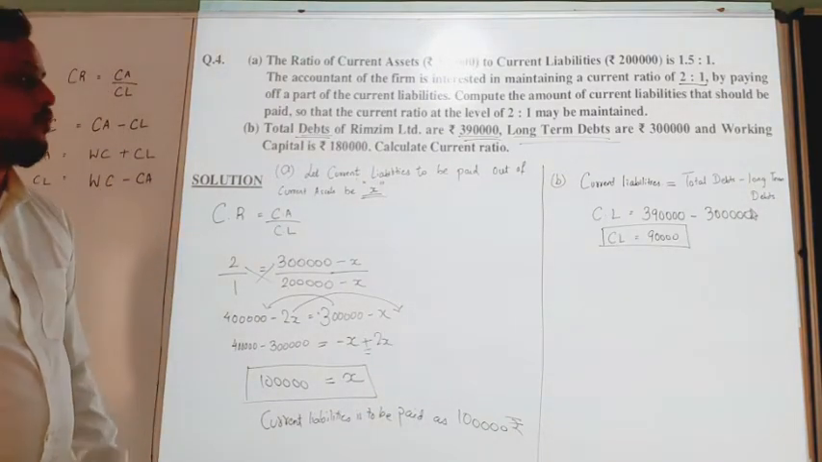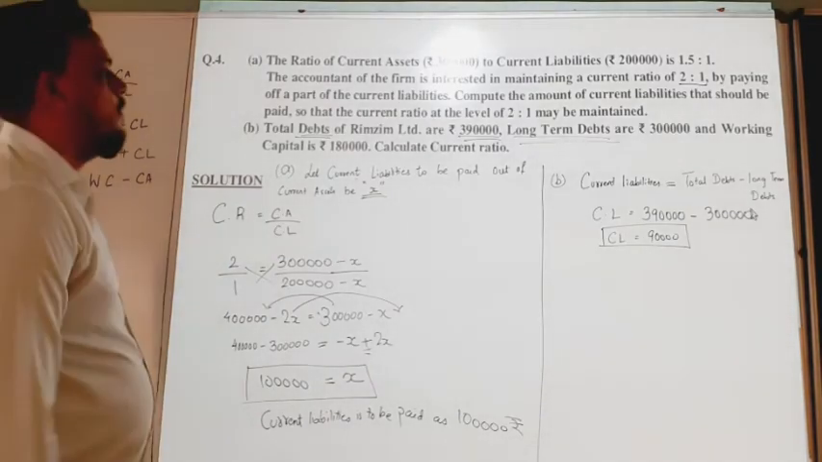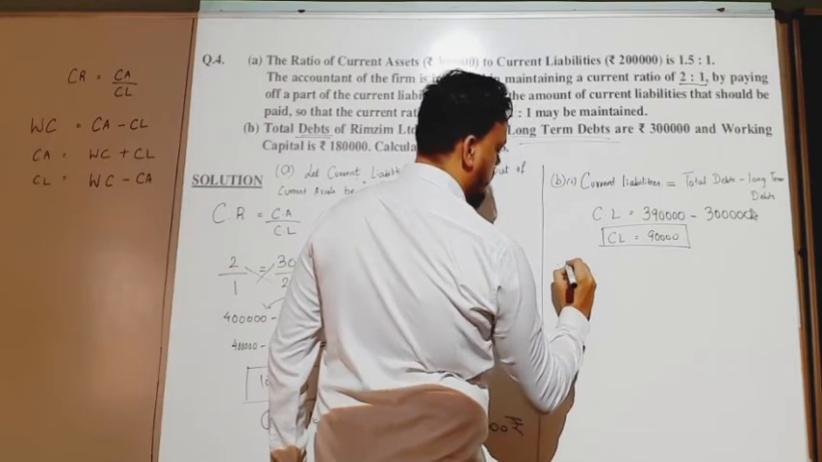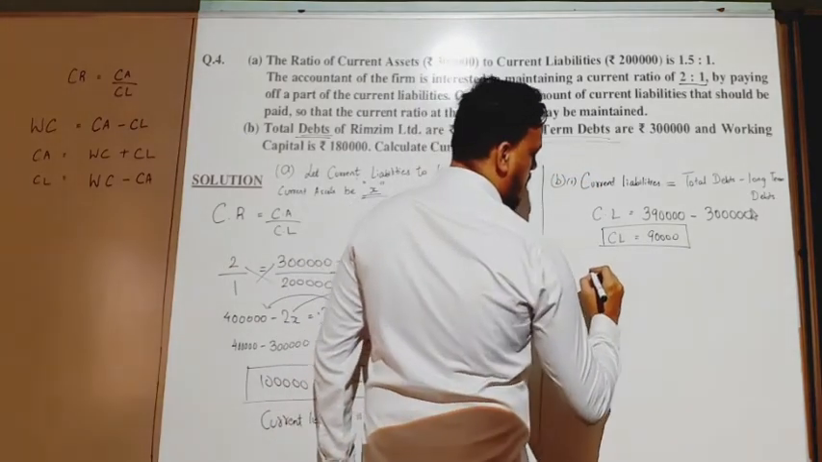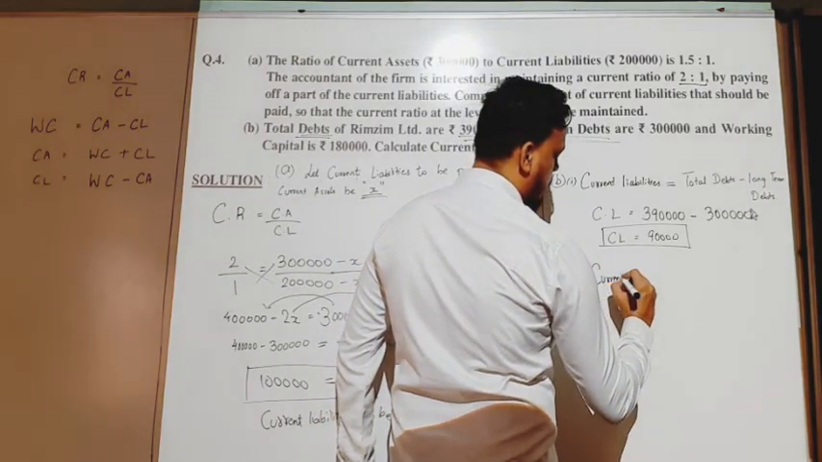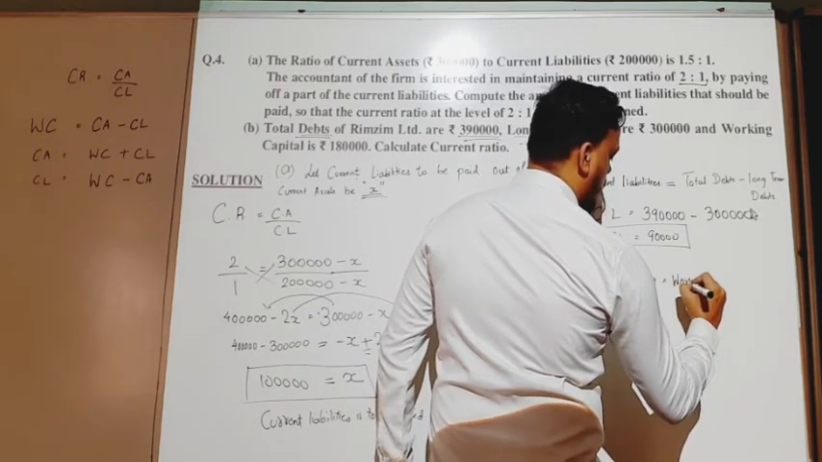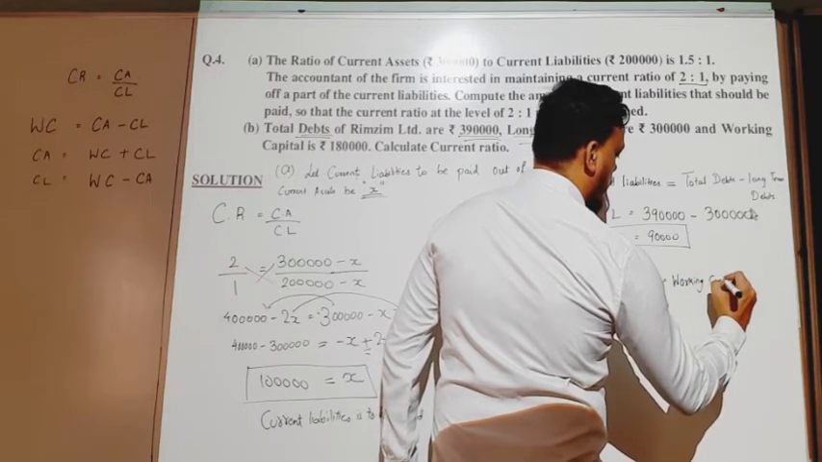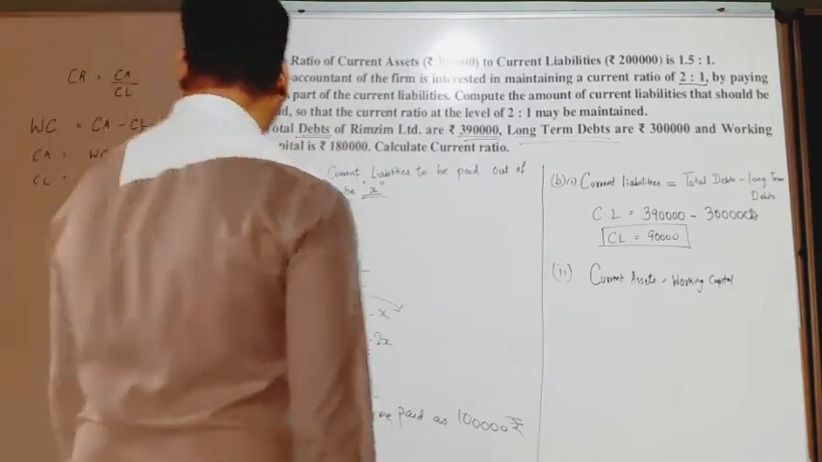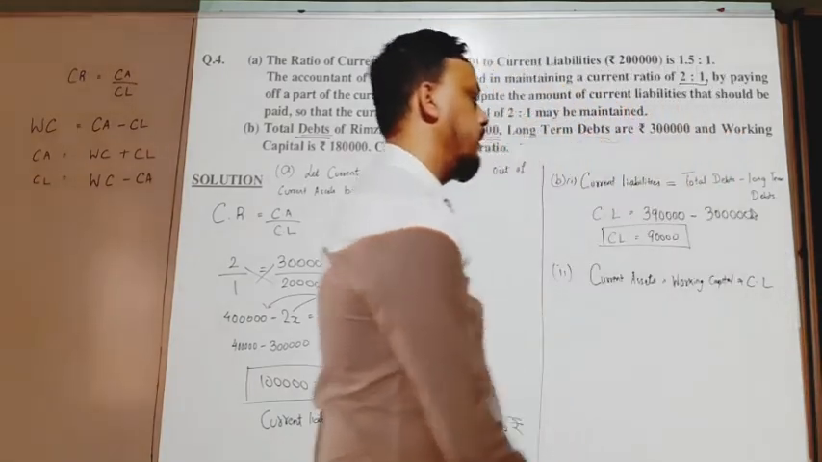Now what we have to do, we have to apply the current assets formula because we need to find current assets. So this is your first and this will be second. What we have to do, we have to apply the current assets formula. So current assets is equal to working capital plus current liability.